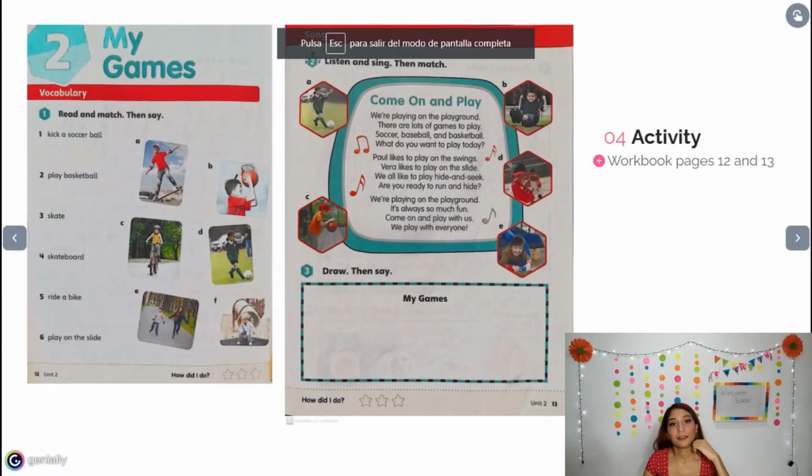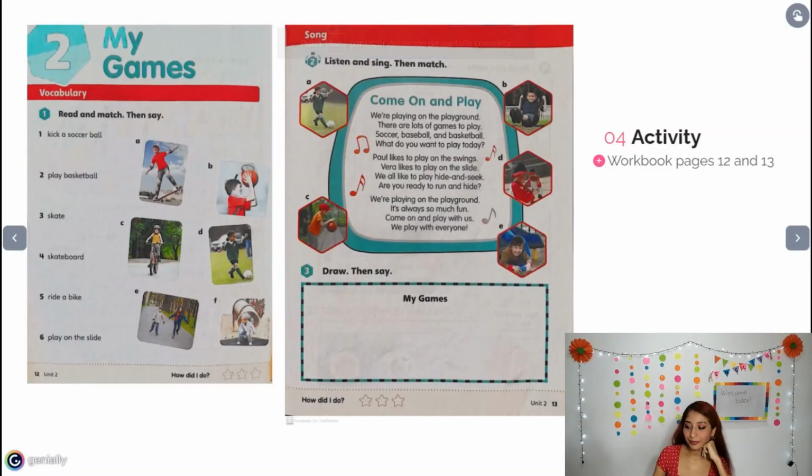Come on and play. Workbook, page 13. Activity 2. Listen and sing. Then match. Come on and play song.